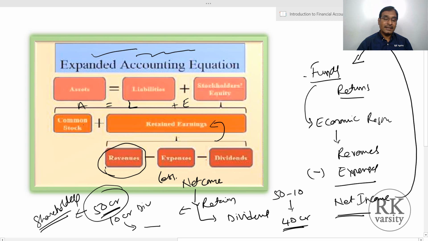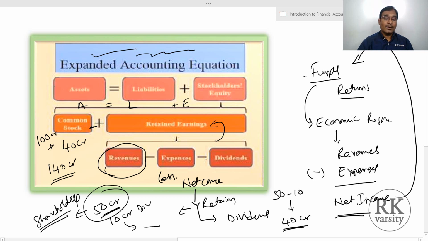This retained earnings will add to the common stock. That means at the end, the common shareholders' investment will increase by 40 crore. Let us say earlier they had 100 crore investment. Now this 40 crore is added, and equity holders will have 140 crore. Now you may be wondering, if shareholders' equity increases from 100 to 140 crore, to balance this, our assets should also increase by the same amount.